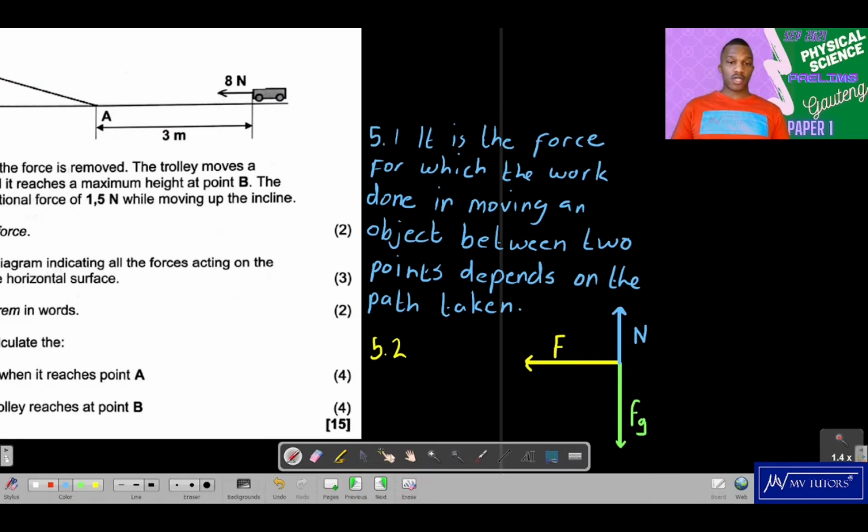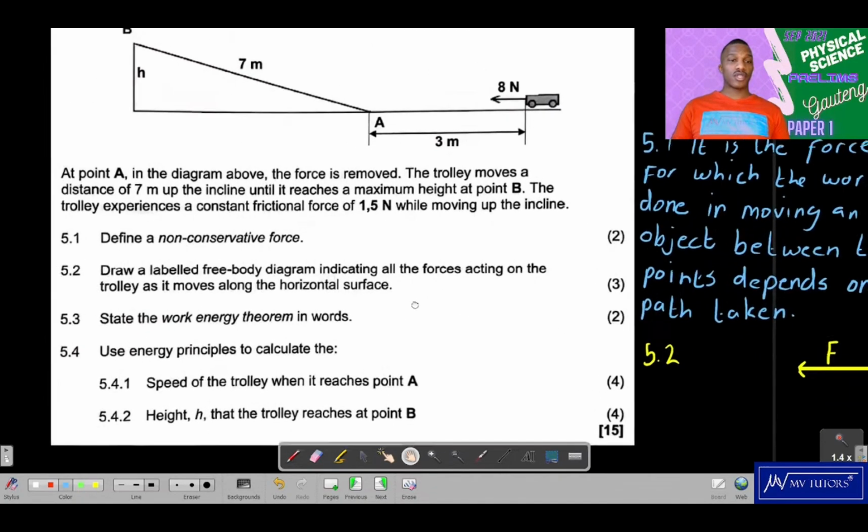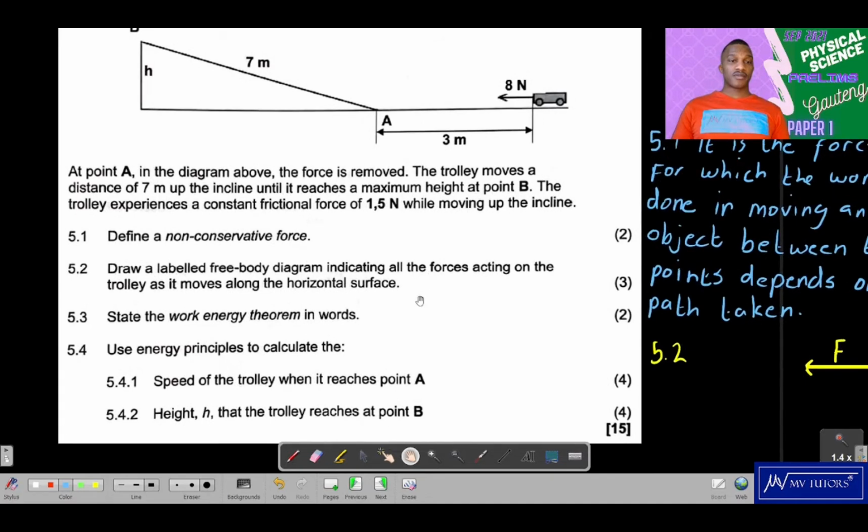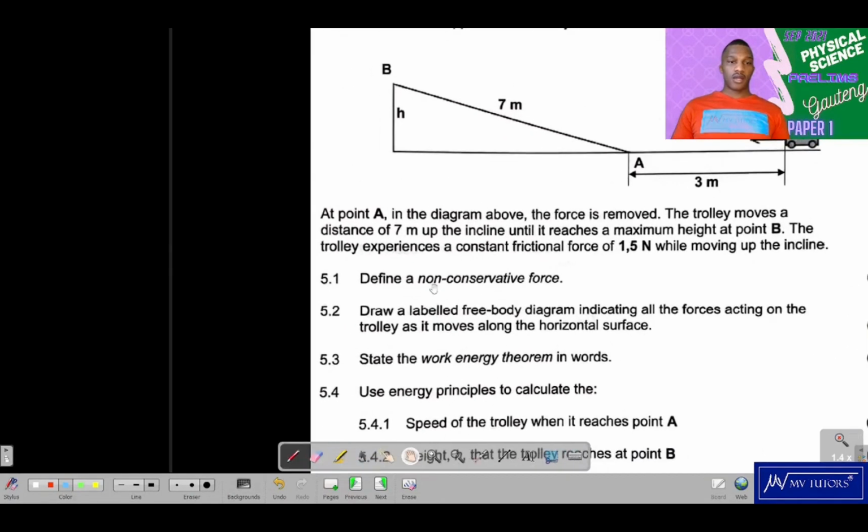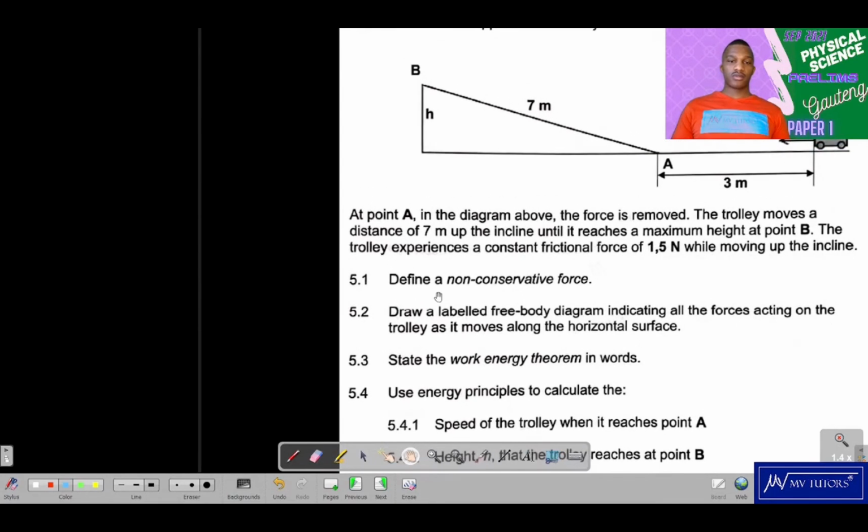Let's go see what's happening in the next question. It says, state the work energy theorem in words. Wow. Okay, again, you should be knowing this by now, but I don't want to leave anything to chance, so I'm just going to state it for you in words.